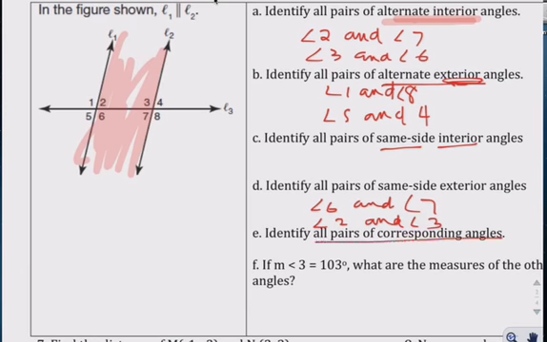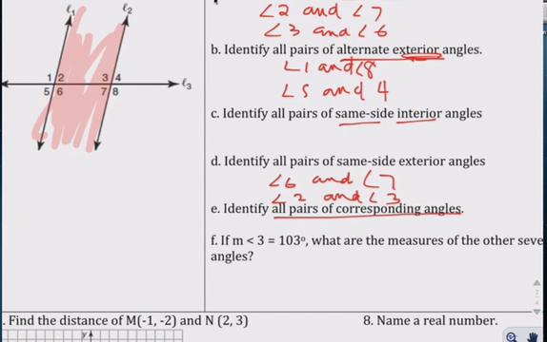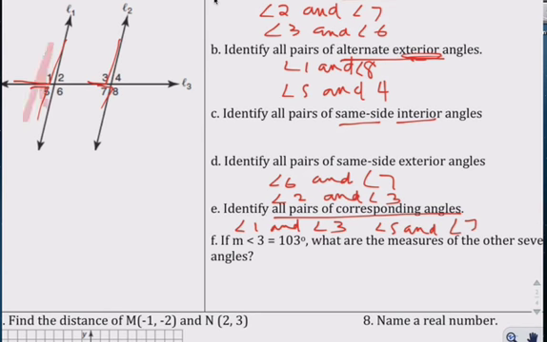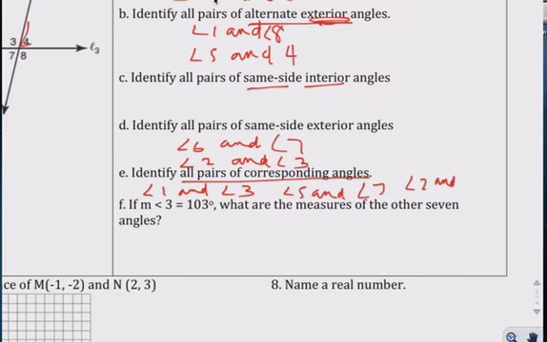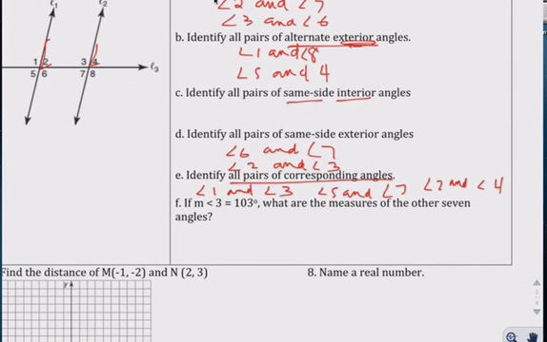All pairs of corresponding angles. Okay, the ones that are congruent. Angle 1 and angle 3, they're corresponding. Angle 5 and angle 7. Okay, and angle 2 and angle 4. And then angle 6 and angle 8. Did I do 3 already? Yeah, 1 and 3. 6 and 8 are corresponding angles. Not enough room. I believe that's it.